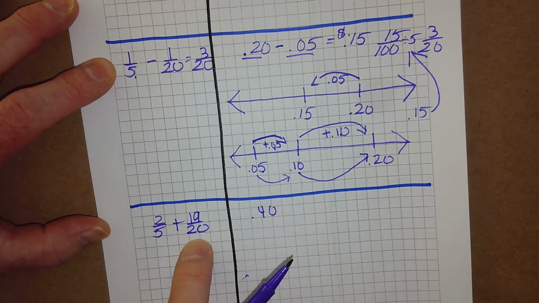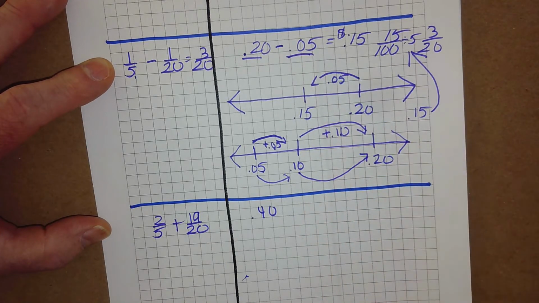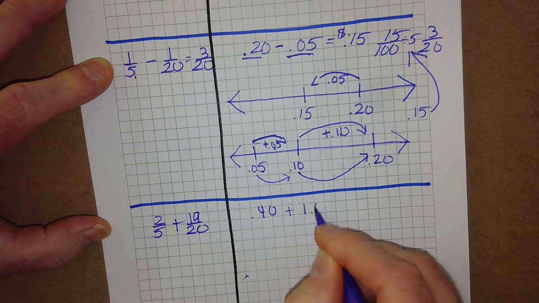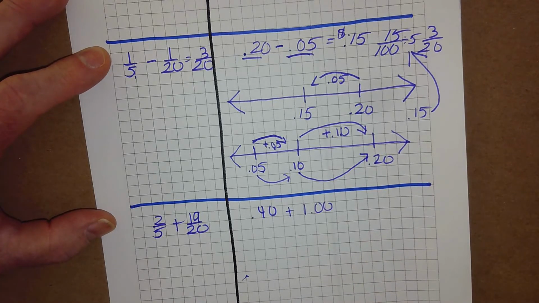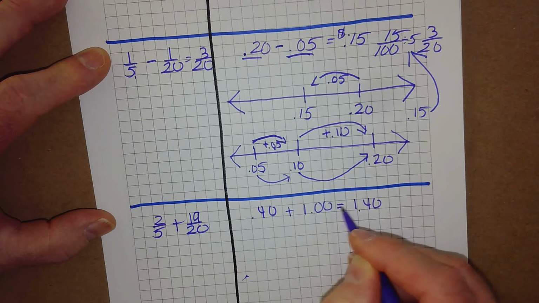How about 19/20ths? Previously, 1/20th was how much? Look what you just did. How much was 1/20th? 5 cents. So that means 20 of those is going to be how much? 20 nickels, $1. So what's 40 cents plus $1? $1.40.